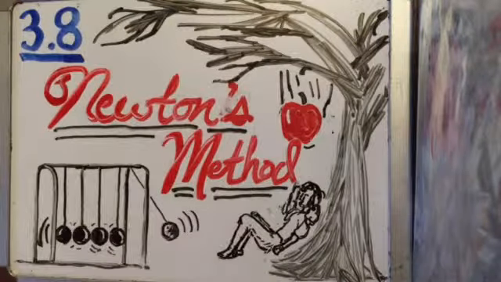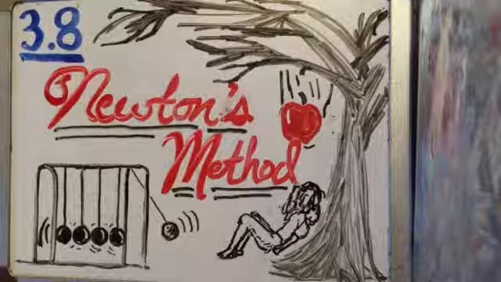Hey guys, as you can see, today we're going to be talking about Newton's method, which is from chapter 3.8 in your calculus textbook. So basically what Sir Isaac was doing at this time in his life when he came up with this method is that he was trying to find a technique that would use tangent lines to approximate the zeros of a function.